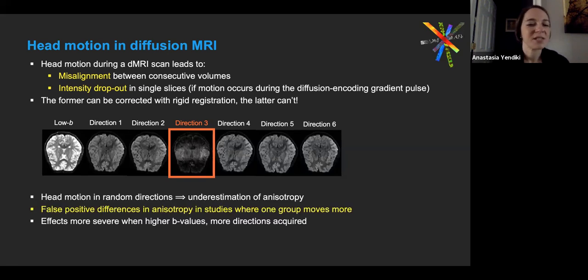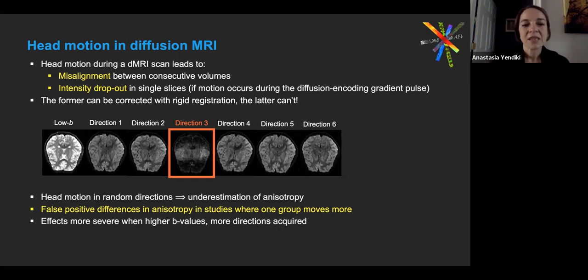Because head motion tends to happen randomly in different directions, as I'll show you in some of the results that we got, it leads to an underestimation of anisotropy. So it looks as though the water molecules are able to move in more directions, hence lower anisotropy, just because the subject is moving their head more. And this can lead to false positive differences between subjects and between groups when one group moves more than the other.